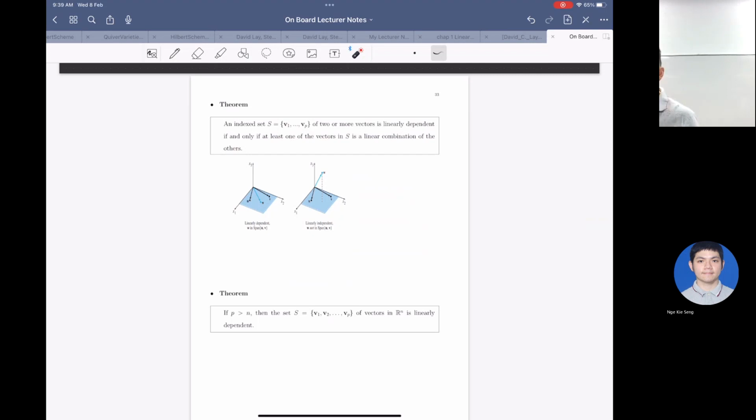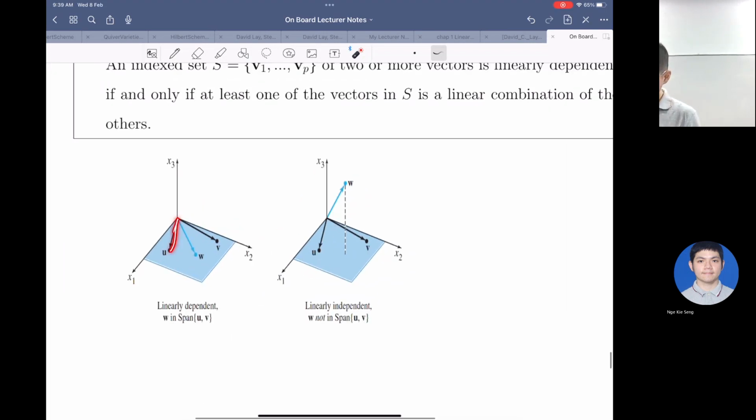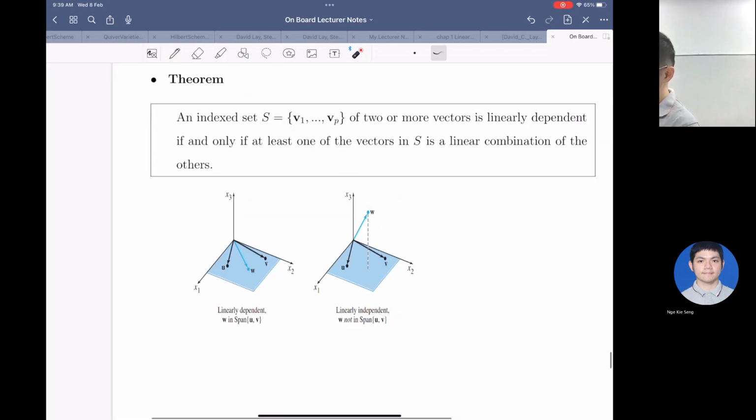You can see from this diagram here, if W is a linear combination of U and V, they will lie on the same plane. And if it is linearly independent from the two vectors, then it lies outside the plane. So this is the geometry of linearly dependent and linearly independent.